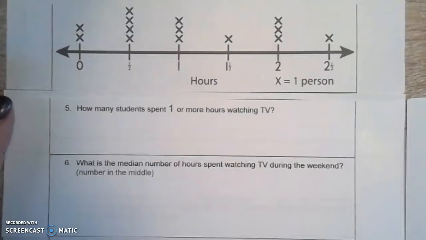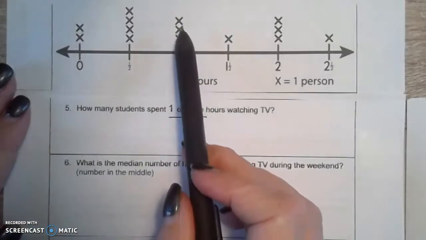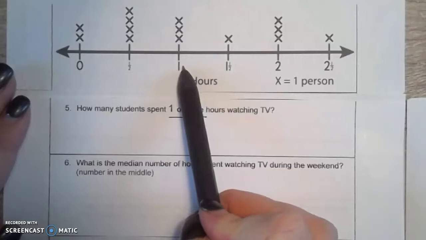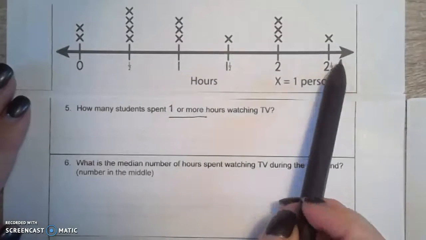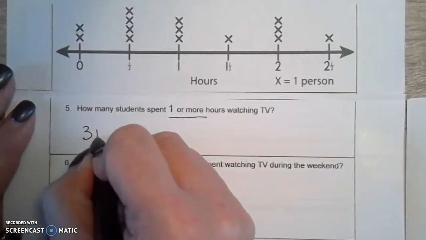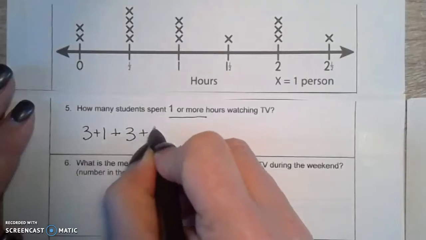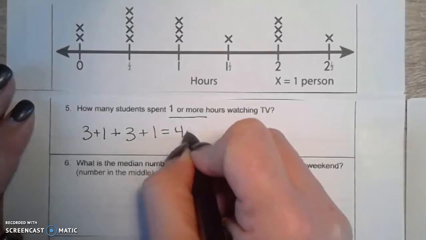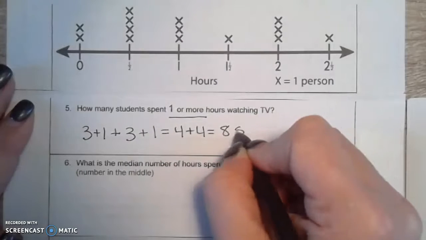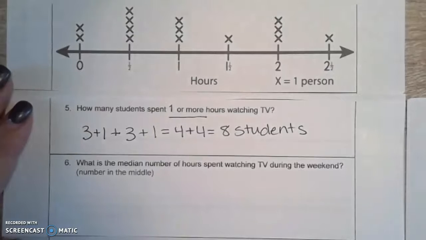Number 5, how many students spent 1 or more hours watching TV? So this one I'm going to look at 1 or more. That's the tricky one. So make sure you're not just counting the one on number 1 hour. You need to go 1 and above 1. So it looks like 3 students on 1 hour, 1 student on 1.5 hours, 3 students on 2, and 1, which would make that 4 + 4. So 8 students spent 1 or more hours watching TV that day.